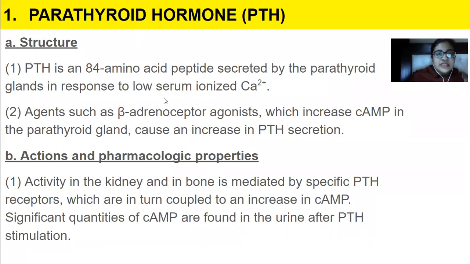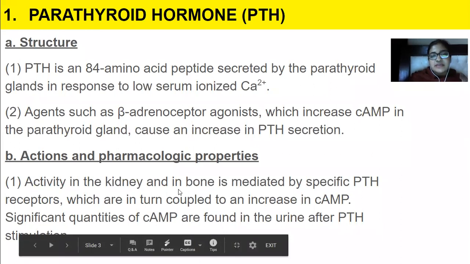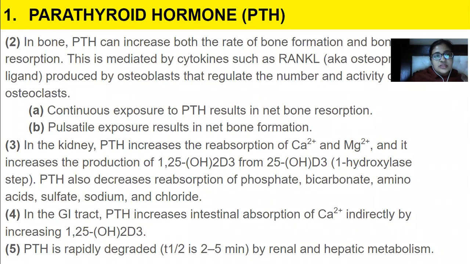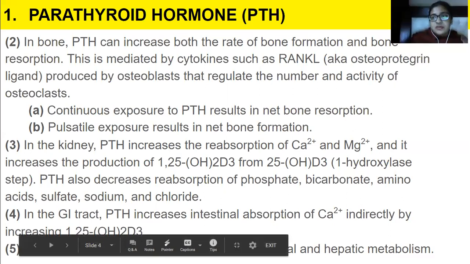Then we have agents such as beta adrenoreceptor agonists, which increase cAMP in the parathyroid gland and cause an increase in PTH secretion. When we talk about the action and pharmacological properties of PTH, its activity in the kidney and in bone is mediated by specific PTH receptors, which are coupled to an increase in cAMP level. Significant quantities of cAMP are found in the urine after PTH stimulation.